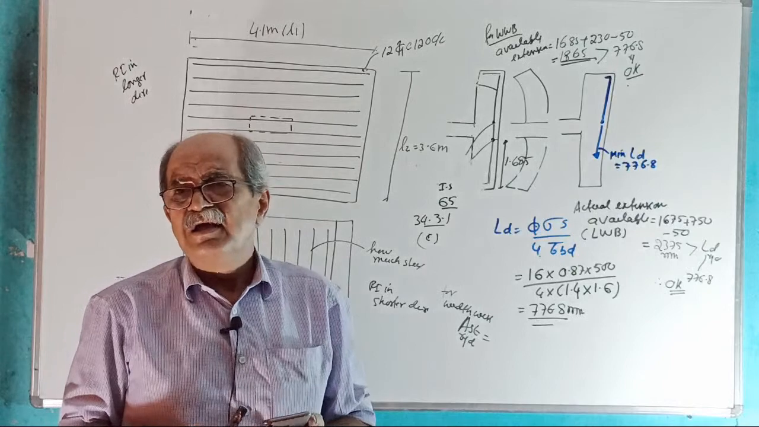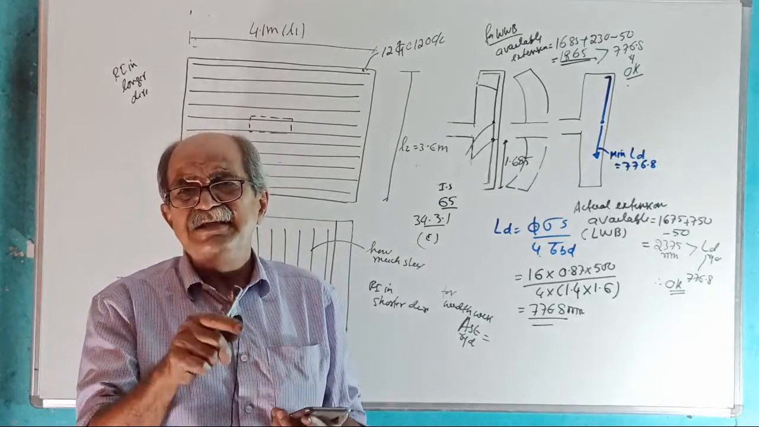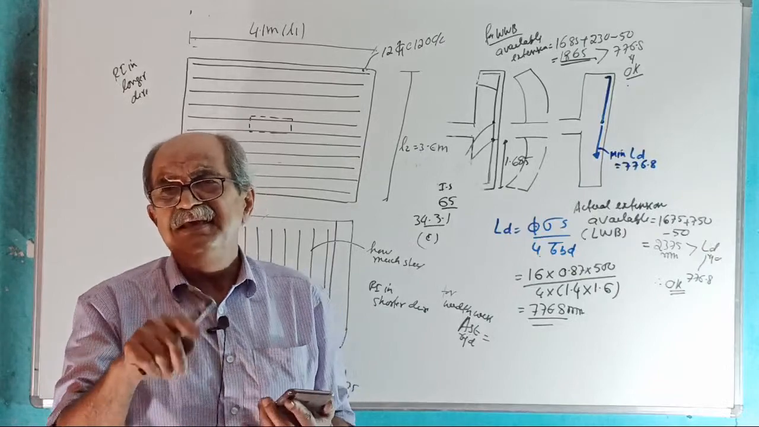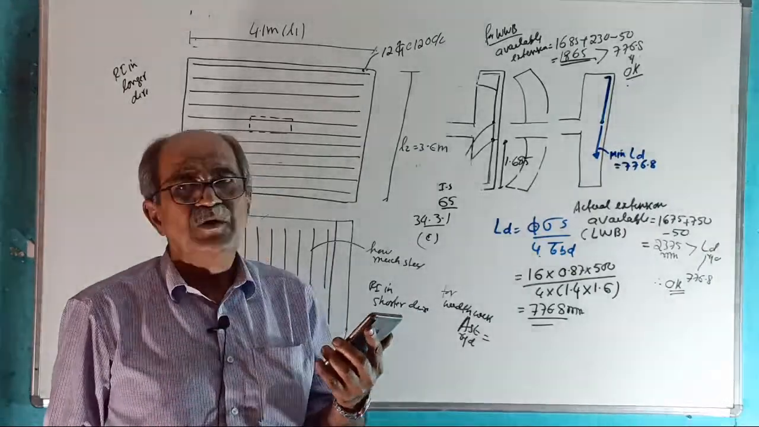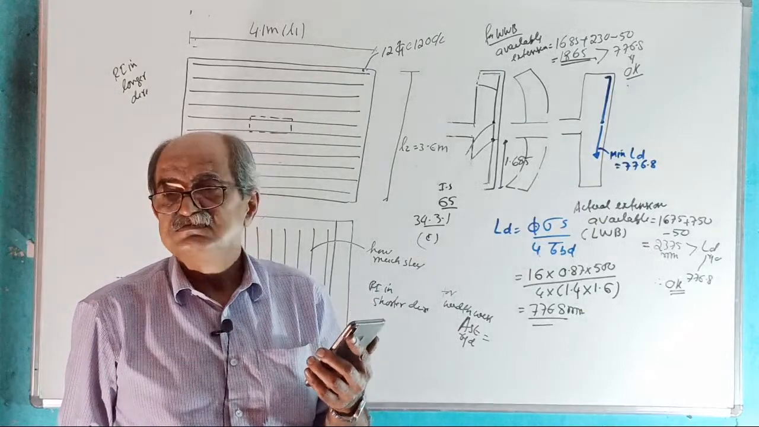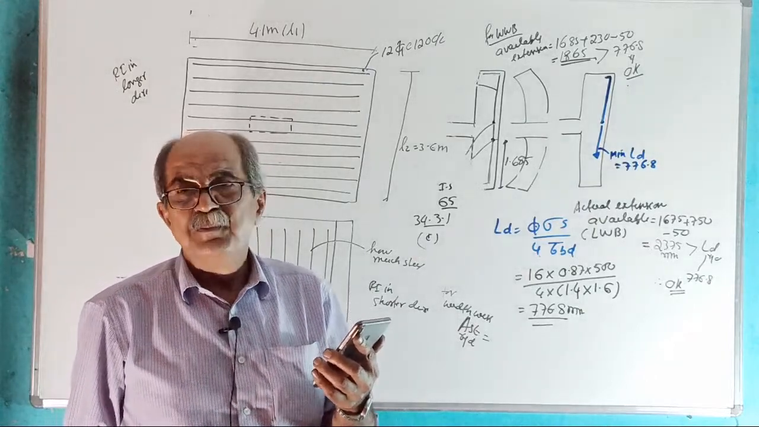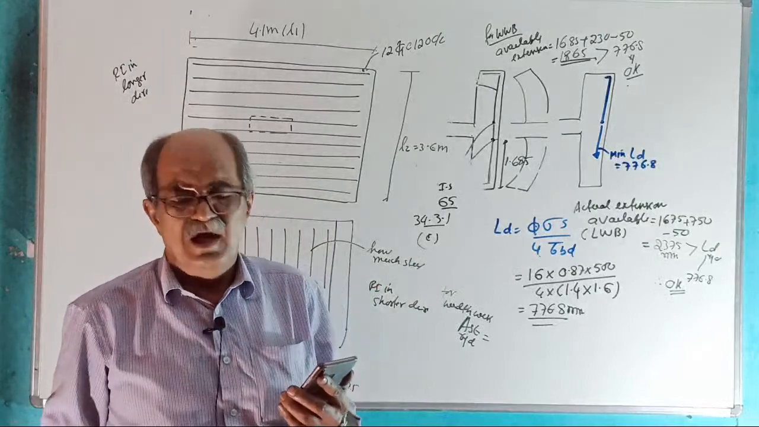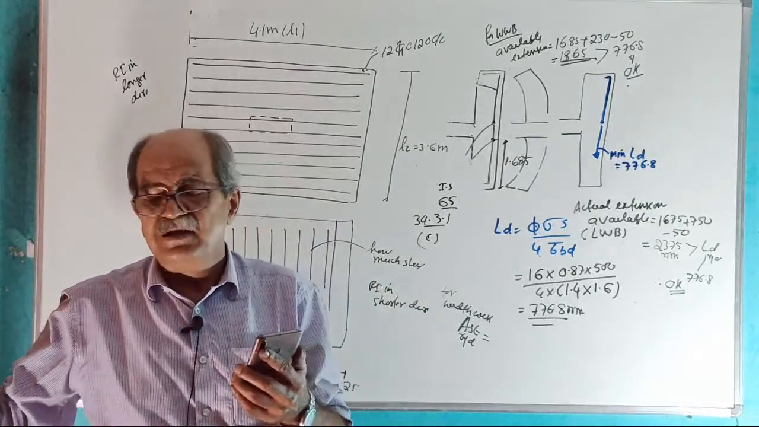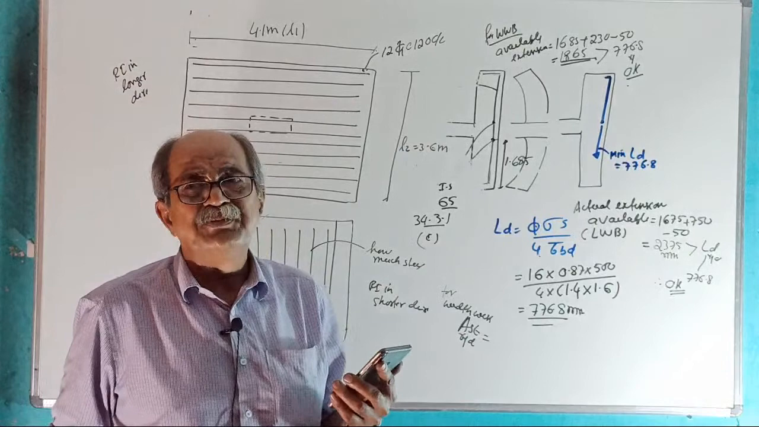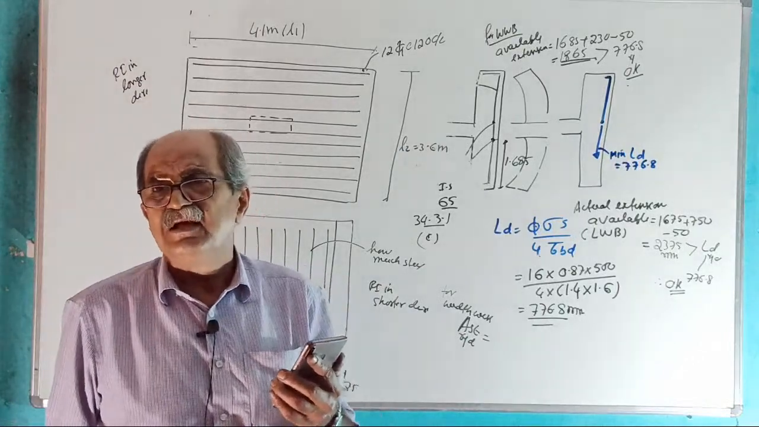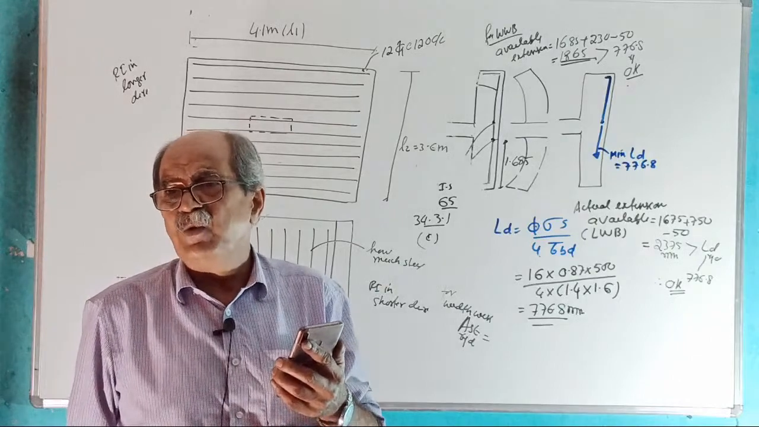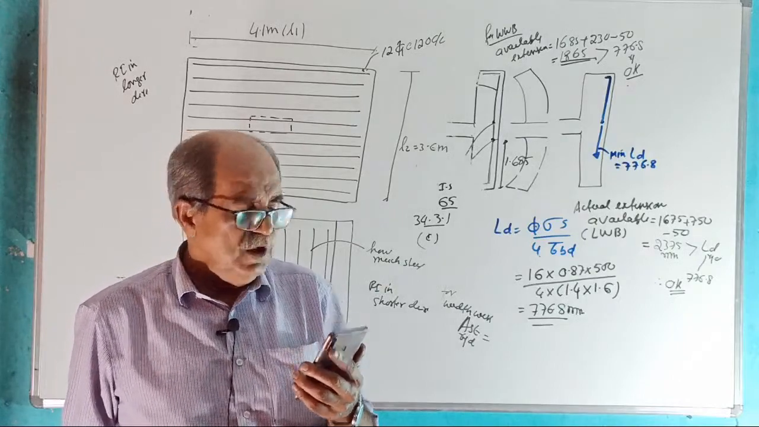No, not spacing. AST required. Spacing came later. AST required for widthwise bending. I will briefly tell it. This footing, it is not required first of all. I will tell you later. Tell the area required. What is the area of steel required for widthwise bending?